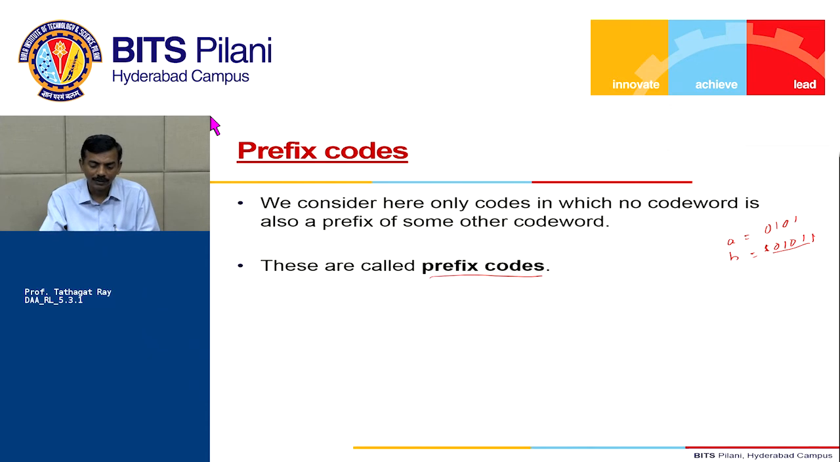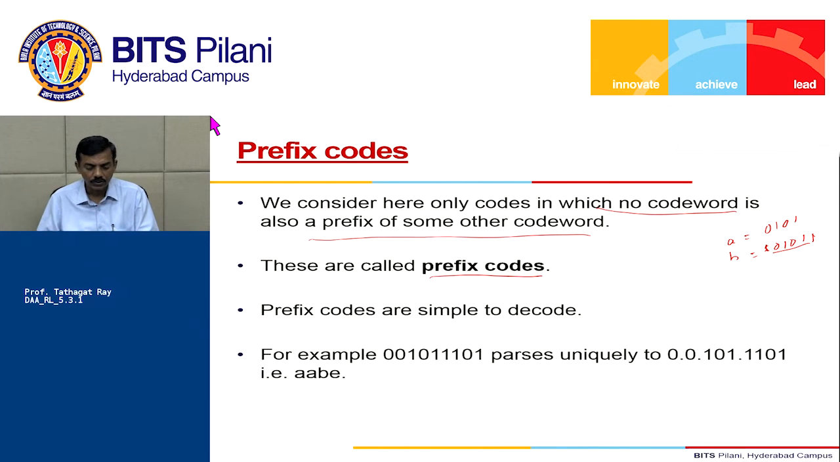Even though we are saying the word prefix codes, it means that no code word is a prefix of some other code word. If you encode your file using prefix codes, it's simple to decode.